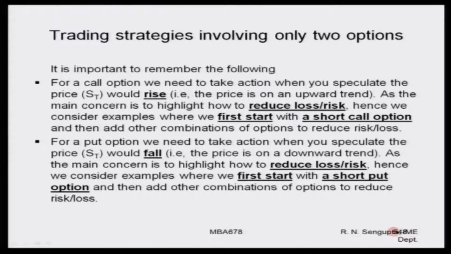Now, when you come to the put option, for a put option we need to take action when we speculate the prices are on a falling or decreasing trend. As our main concern is to highlight how to reduce the loss and risk, we consider examples where we first start with a short put and combine it accordingly. So, in the case of a call option, we think the prices would be on an increasing trend, and in the second case of the put, we think it would be on a decreasing trend.